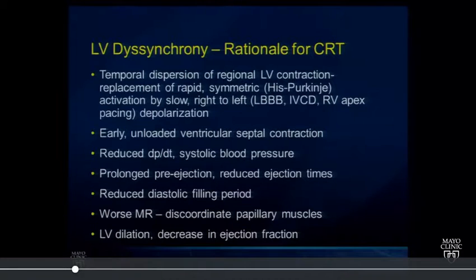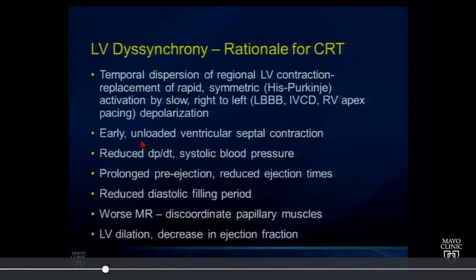What is left ventricular dysynchrony? Well, left ventricular dysynchrony is the temporal dispersion of regional left ventricular contraction. In other words, it's the replacement of rapid, symmetric, His-Purkinje-mediated activation of the heart by a slower right-to-left depolarization of the myocardium, such as what one would see with left bundle branch block, an intraventricular conduction defect, or RV apical pacing. Now, the consequences of left ventricular dysynchrony physiologically include the following.